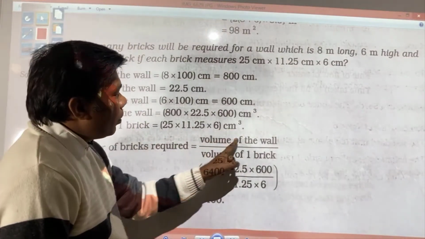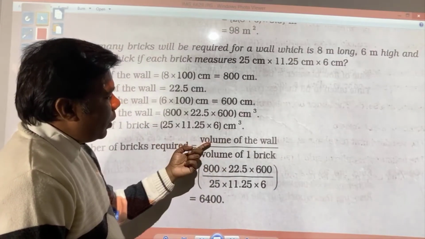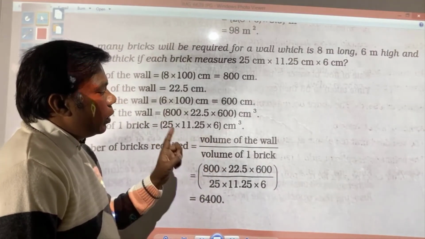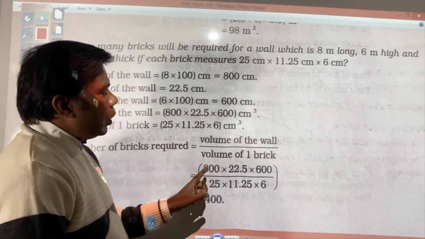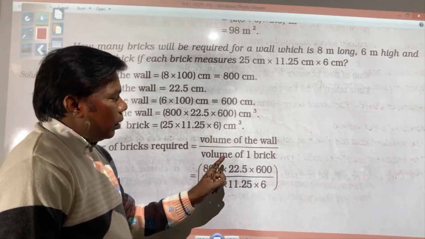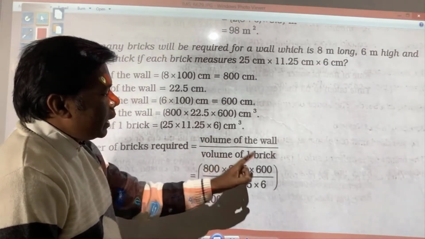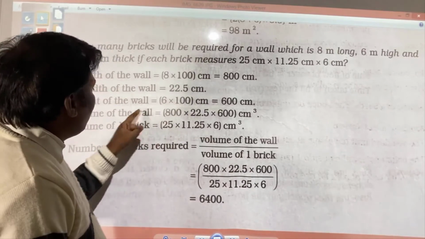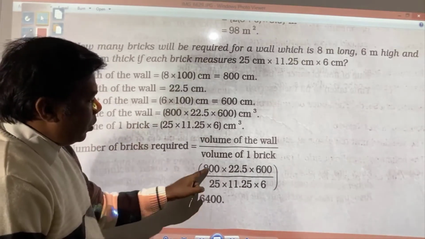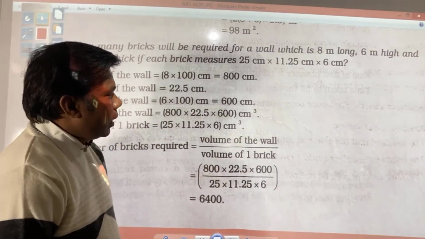So volume of the wall, you know, the same formula will be applied. 2 into LB plus BH plus HL divided by 2 into LB plus BH plus LH. But the values we have are different for the wall and brick, that you need to put, and then you need to find out.